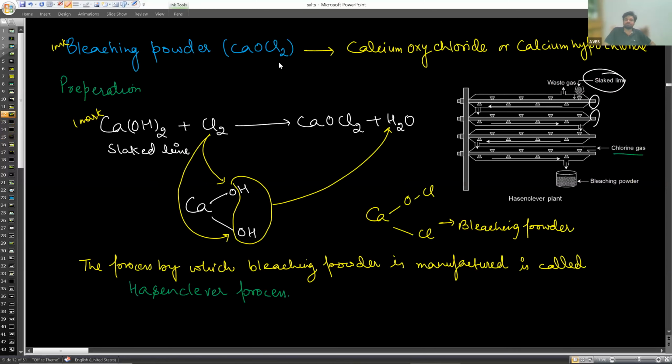Note this one again. How can we prepare bleaching powder? Note it down. Bleaching powder is calcium oxychloride, and by passing chlorine gas over slaked lime, we get calcium oxychloride plus water. The process by which we prepare this is the Hasen-Clever process.